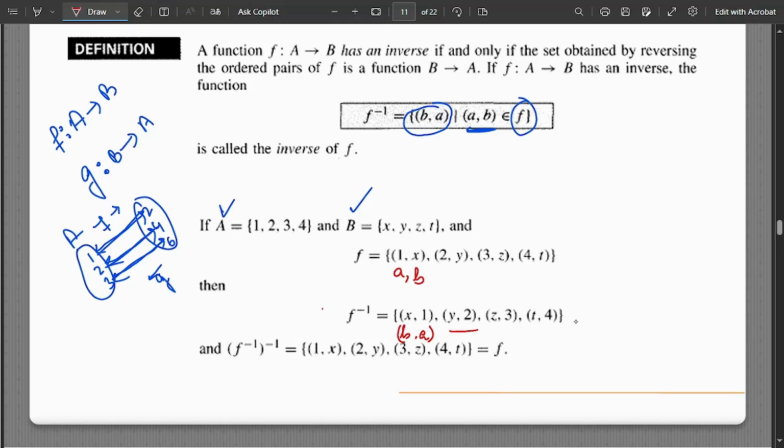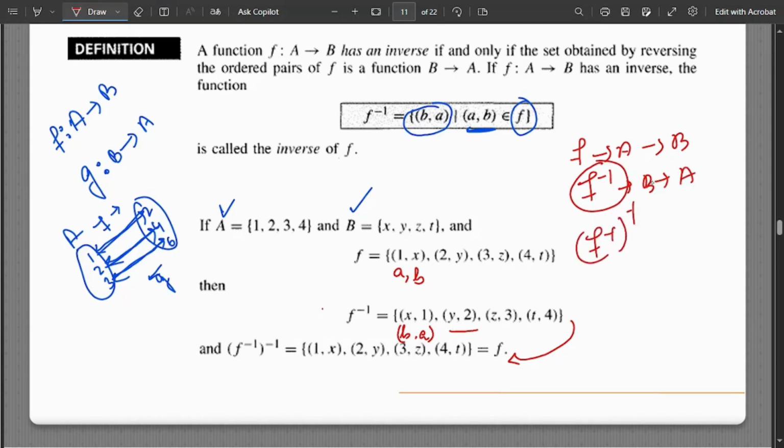And here we note that f is from A to B, and f inverse is from B to A. If I find the inverse of the inverse, it will be from A to B, which is the ordered pair AB, which is the same as f. So inverse of inverse is the same function.